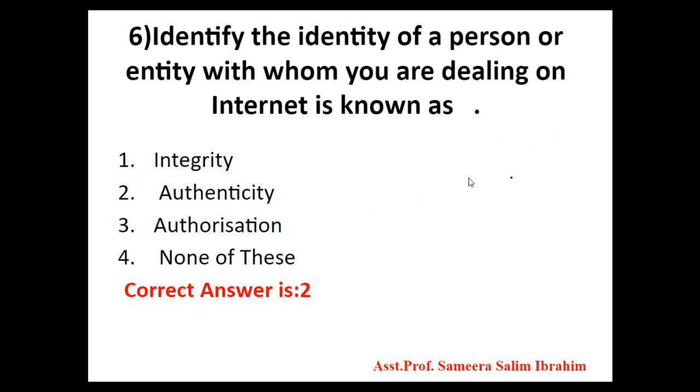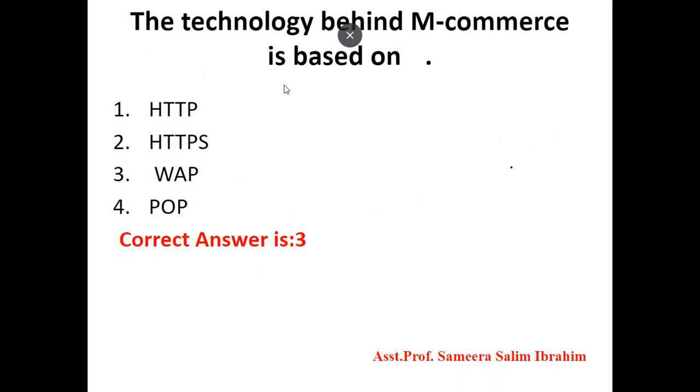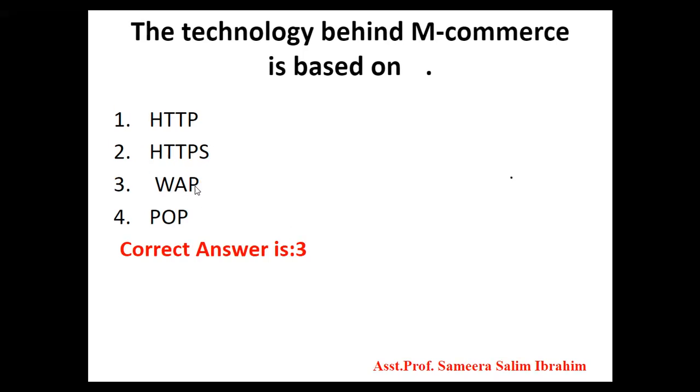Okay, next question. The technology behind M-commerce is based on. So in M-commerce, M means what? Mobile business, where you are using an app, like we use the Myntra app, Amazon app. So we are using an app and we are buying some product. The technology being used behind M-commerce is WAP. WAP full form is Wireless Application Protocol. So how are you going to remember this? M for mobile. Mobile is wireless. So the technology that will be used will be wireless only. So that will be WAP, Wireless Application Protocol. So the correct answer will be WAP here.